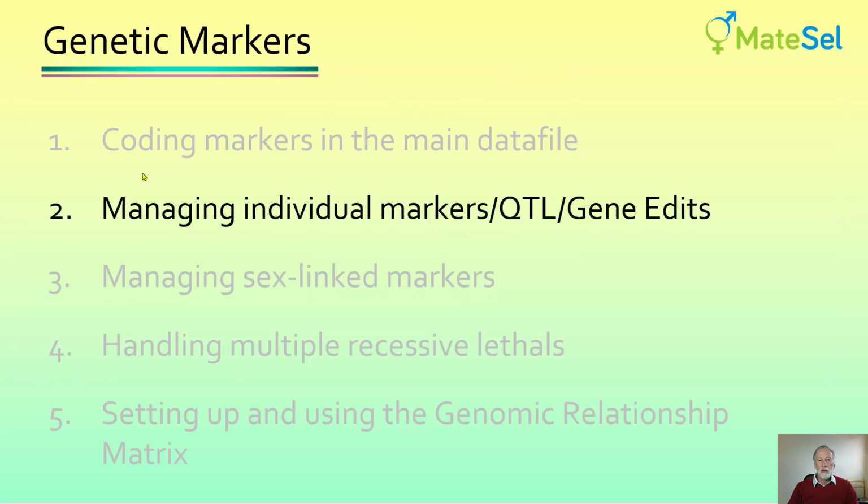So in the previous video we looked at coding markers in the main data file so you can have your information come into Matesel. In the next video following this one we'll look at managing sex-linked markers, and that will be interesting to a few of you, but most of you will probably skip that one. Then we'll look at handling multiple recessive lethals. That's potentially hundreds of loci, and that provides a route to managing multiple gene edits, so that might be a video interesting to those of you working with gene edits. And lastly, we'll look at setting up and using the genomic relationship matrix for managing genomic diversity and genomic inbreeding.